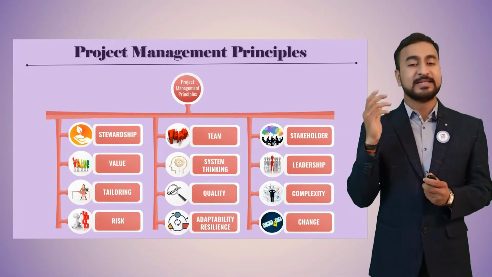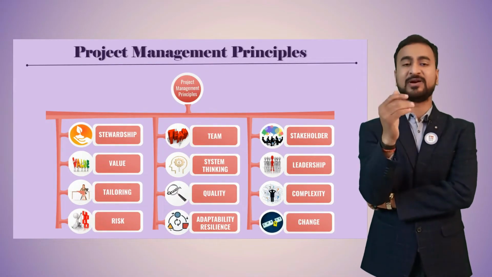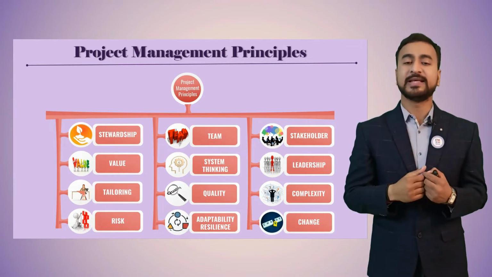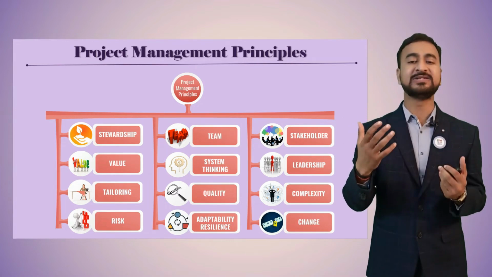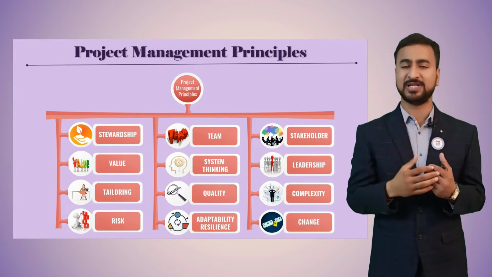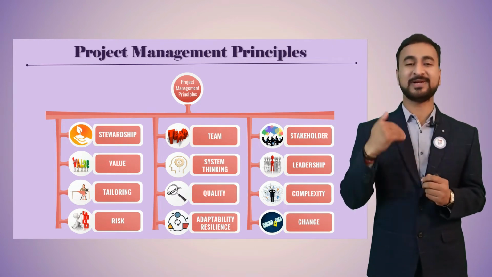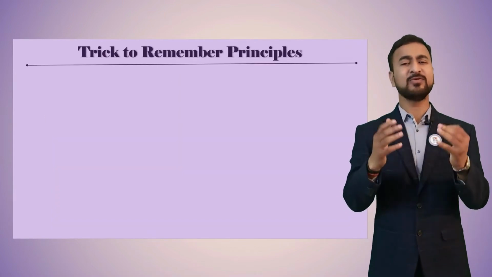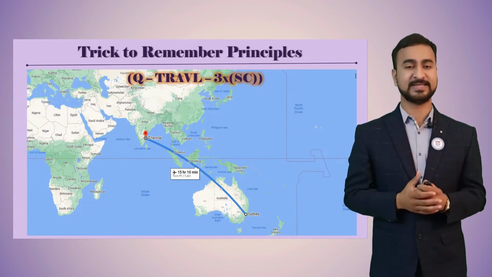So these are the 12 principles, as you see over here: stewardship, value, tailoring, risk, team, systems thinking, quality, adaptability and resilience, stakeholder, leadership, competencies, and change. It sounds odd; though you understand them, it's difficult to remember. So what is the technique? Let me give you the technique first. I am going to tell you one story that helps you recall or remember these principles.